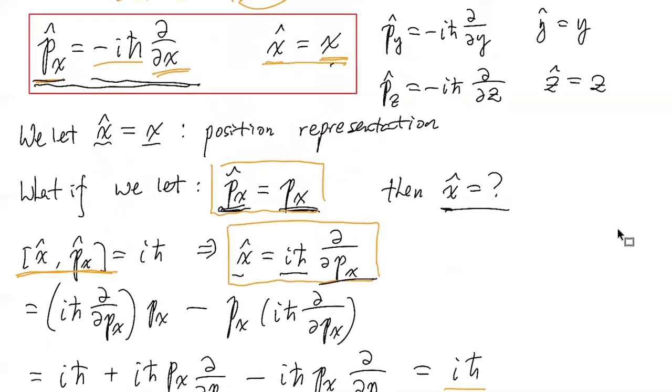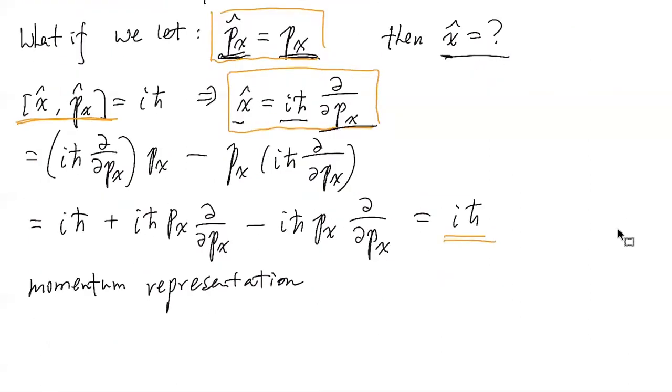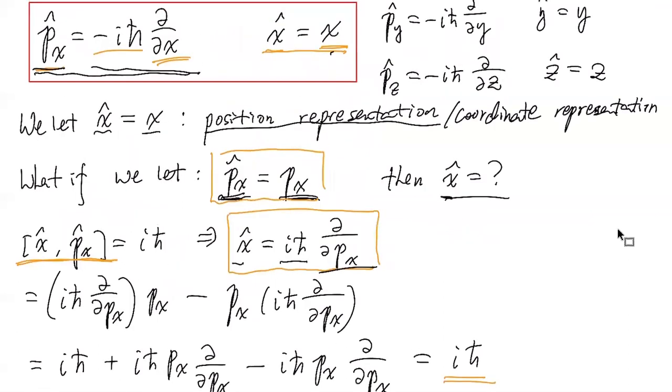The coordinate representation, or the position representation, is also called the coordinate representation. The position representation is very commonly used in chemistry, and the momentum representation is commonly used in describing the structure of solids. If you talk about the band structure, you need to talk about the k space, the momentum space. In that case, it's easier to use the momentum representation. All right, so for the majority of this course, we will use the position representation.